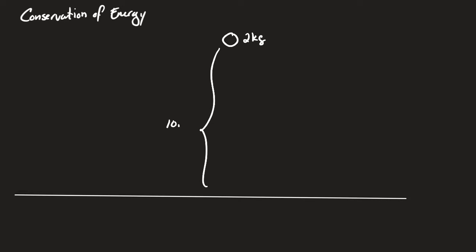So I want to start by considering the potential energy of a 2 kilogram object that is 10 meters above the floor. Can you guys tell me, or would you be able to tell me, how much potential energy this object would have relative to the floor?